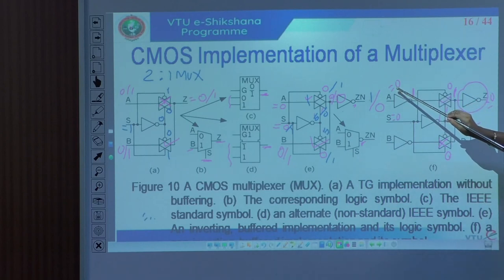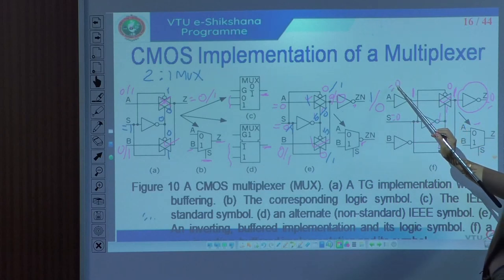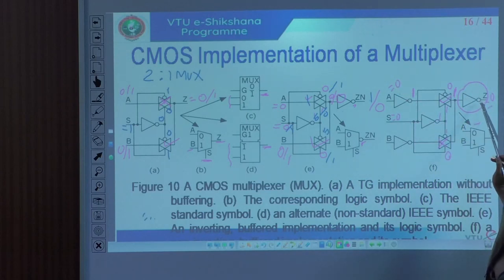Initially we gave A as 0, but finally what is the output we are getting at Z? That is also 0. That means we are simply adding 2 inverters. So this is the non-inverting form of a 2:1 multiplexer. Okay.